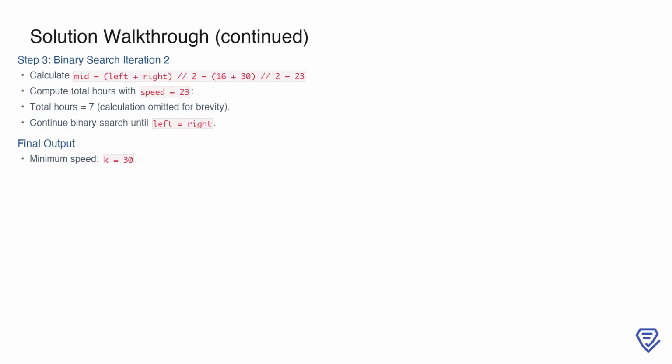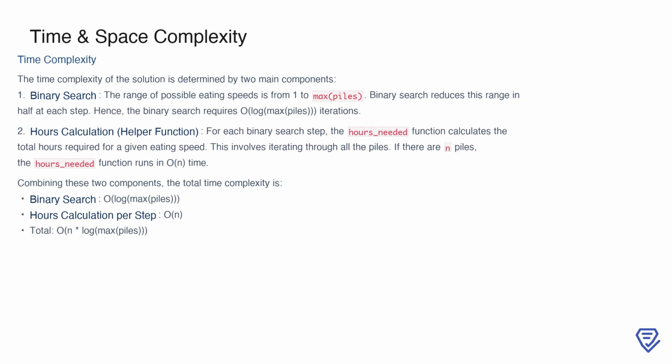The binary search continues, repeatedly narrowing the range by adjusting left and right until the two converge. Ultimately, the minimum eating speed that allows Koko to finish all the bananas within 5 hours is found to be k equals 30. To analyze the time complexity of our solution, we need to consider two key components.